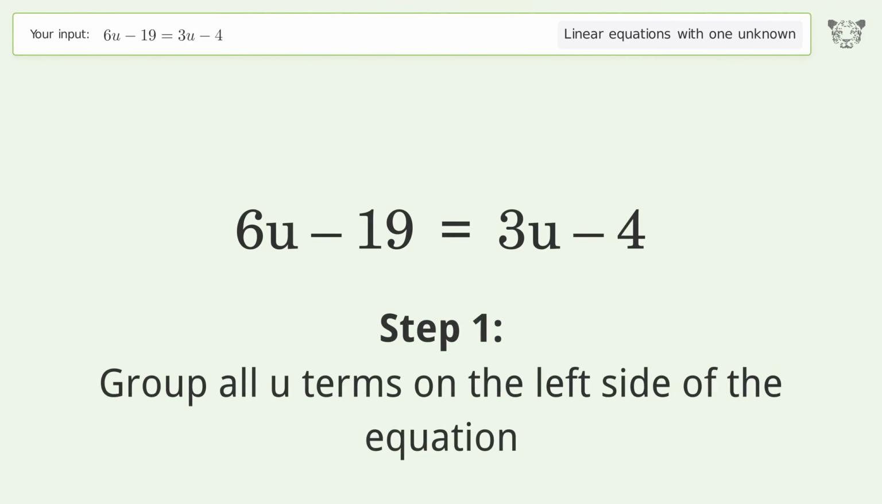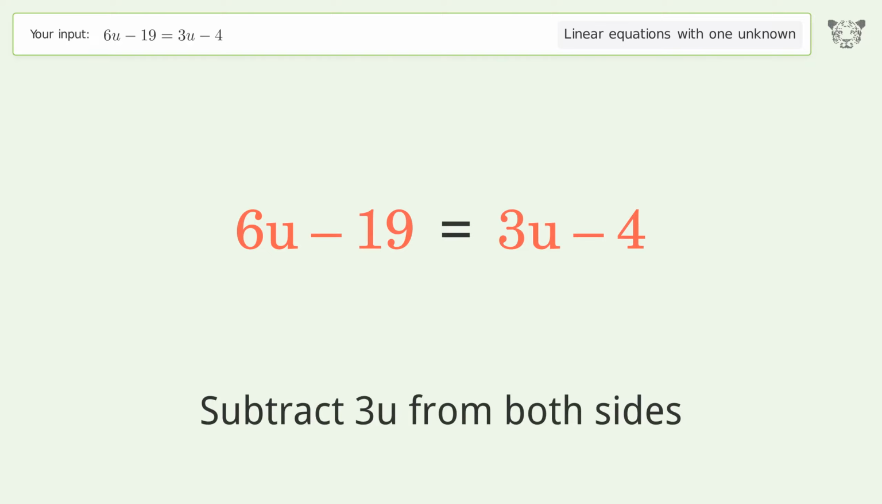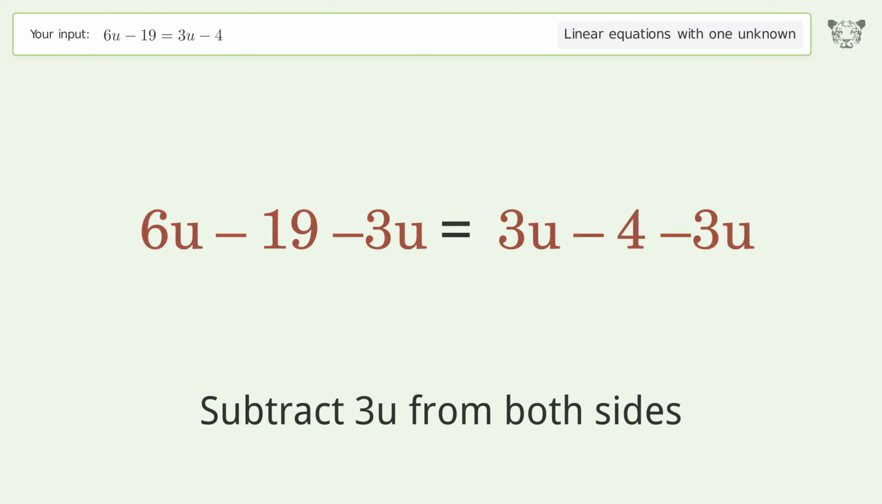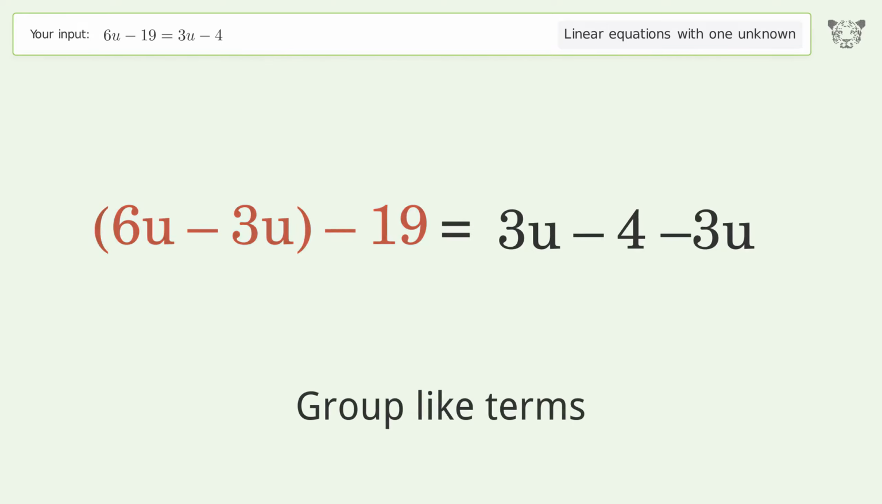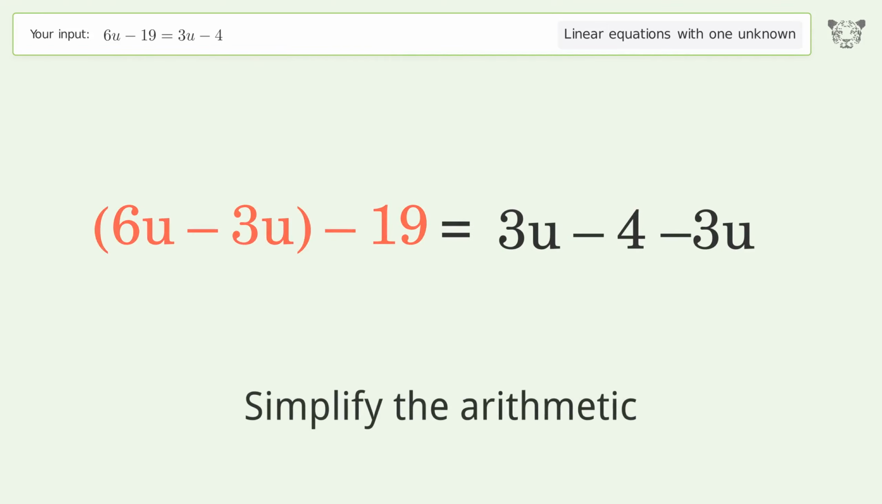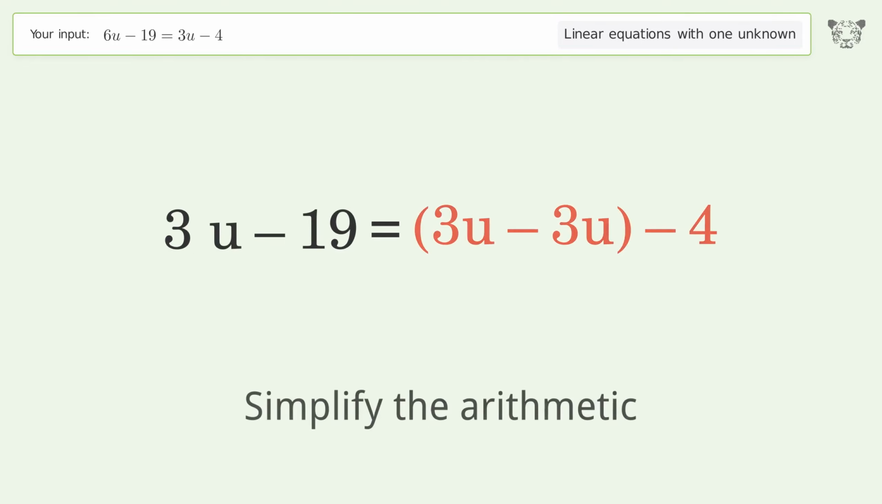Group all u terms on the left side of the equation. Subtract 3u from both sides. Group like terms. Simplify the arithmetic. Group like terms. Simplify the arithmetic.